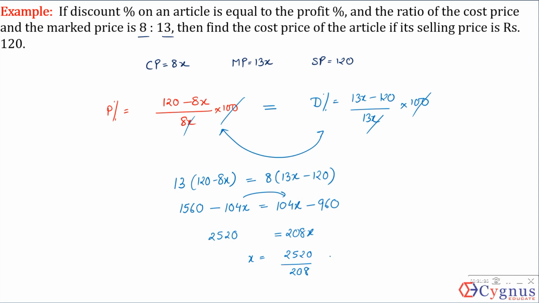So this is the value of x, and we are looking for the cost price. What was the cost price? It was 8x. So the answer becomes 8 into 2520 divided by 208. Yes, sir.